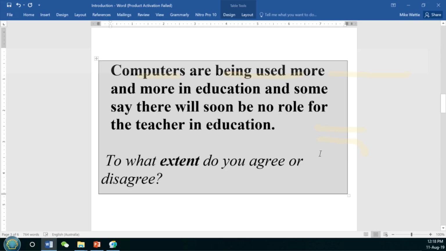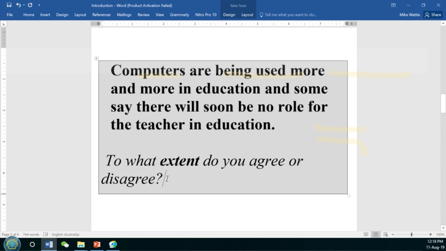So let's say this is the task instructions here. First of all, we've got our topic. Computers are being used more and more in education, and some say there will soon be no role for the teacher in education. So we're going to be paraphrasing this in our first sentence of our introduction.